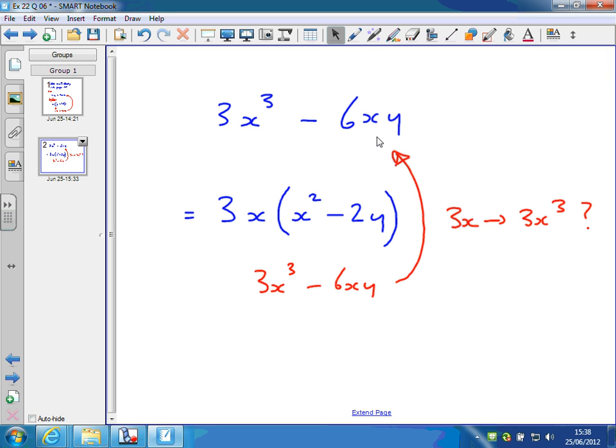So now have a go at question 10 in the text and see if you can get the answer. But you should be able to check yourself you've done it right by multiplying back out your bracket.